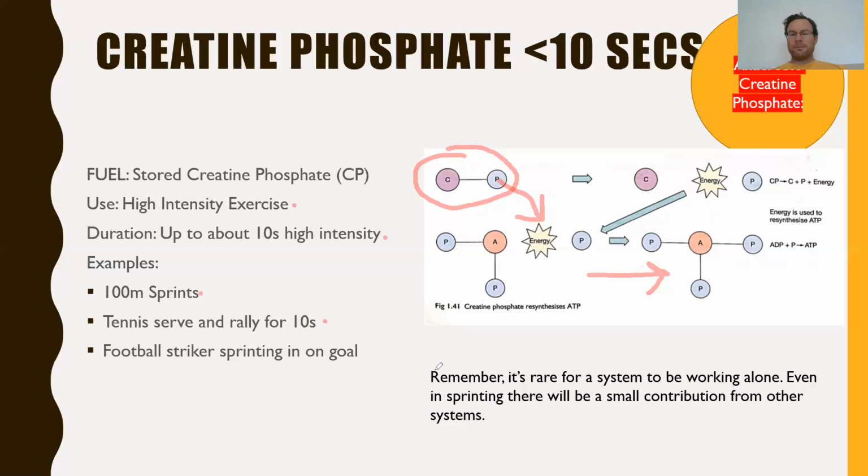It's important to mention, like I was trying to say with my examples, it's rare for a system to just be working alone. Even in something like a 100-meter sprint, the ATP-PC system, or this creatine phosphate system, sorry, is going to be dominant, but you will also have got some energy from your aerobic system and also some from your lactate system. So it's going to definitely be the key system, but the other ones don't sort of switch off automatically. So that's the creatine phosphate system.